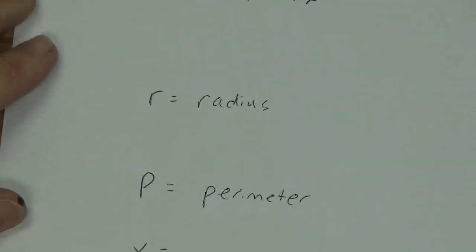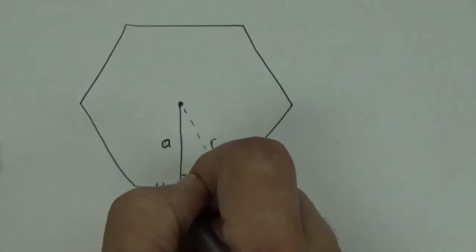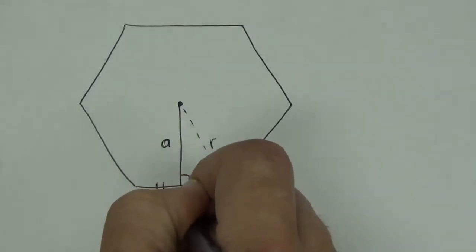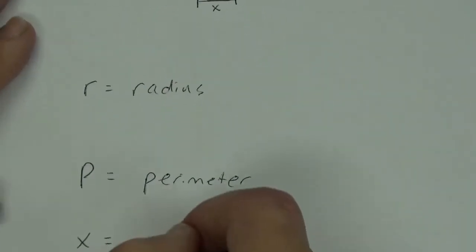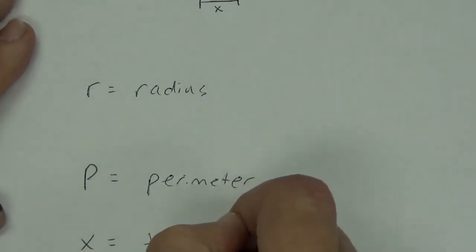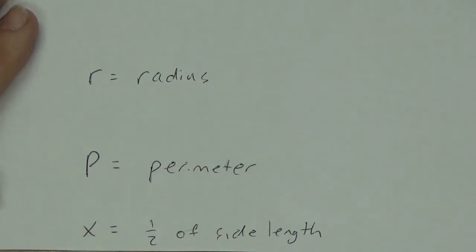Okay, and then you're going to see this variable x show up in our problem. I want to show you where x is. Okay, this right here is x. Just that distance, half of the side length. Okay, so x is half of the side length. So those are the things that are going to show up in our formula.